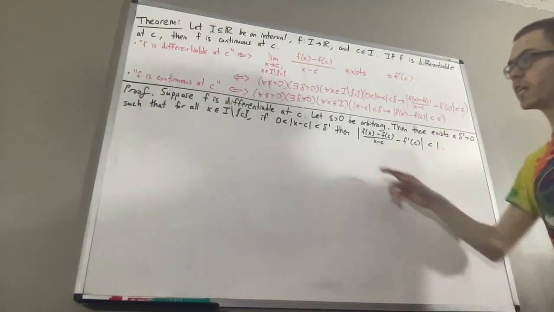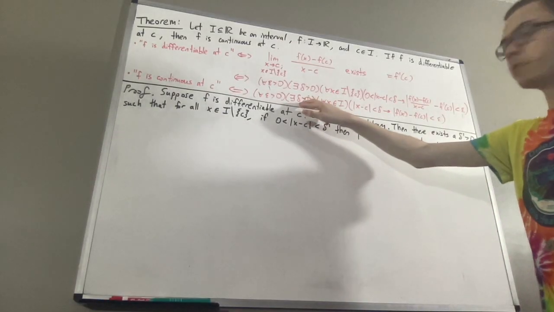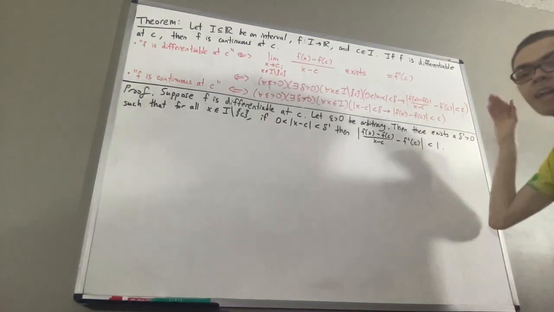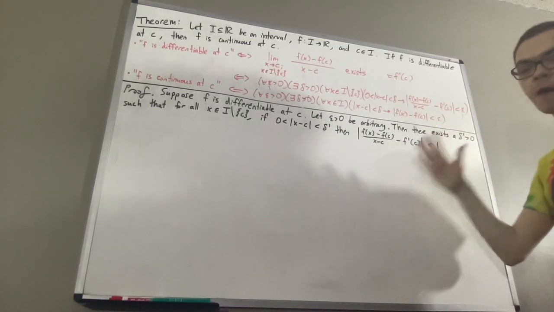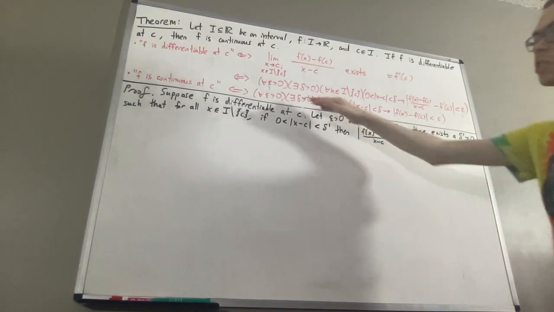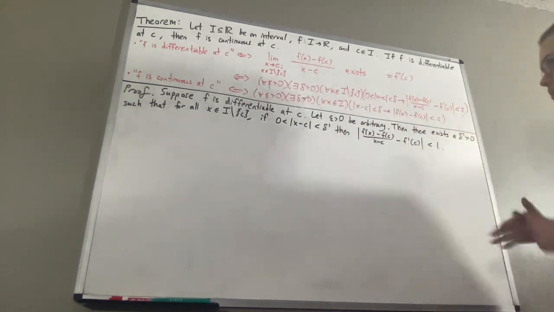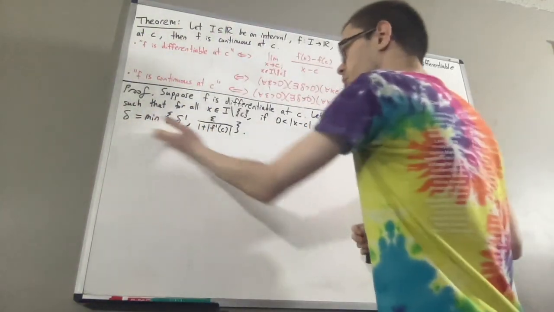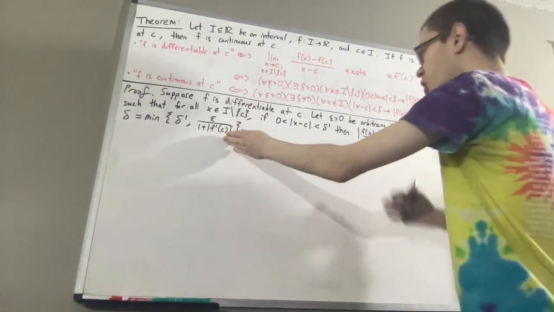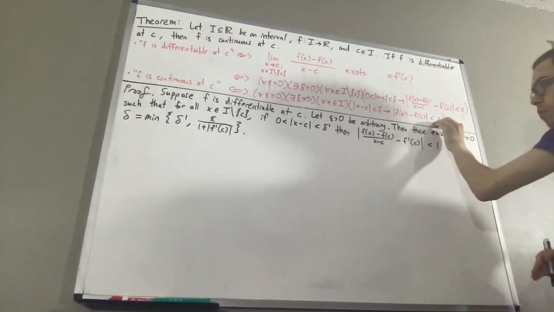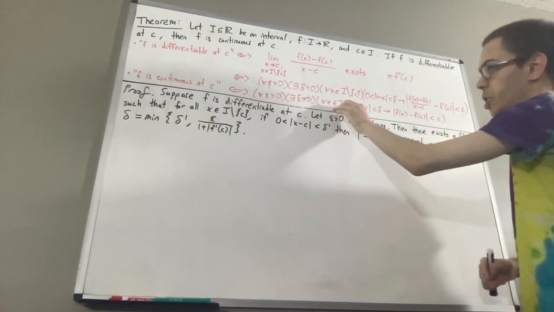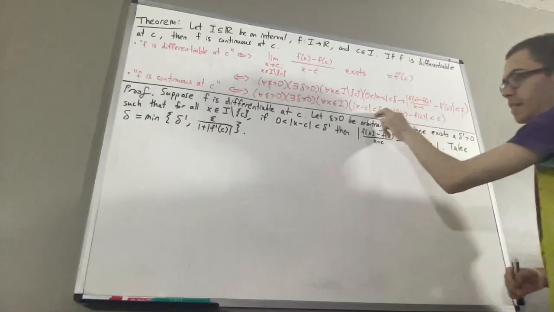Now the claim is, if we take delta to be the minimum of delta prime and epsilon over 1 plus absolute value of f prime of c, then that choice of delta will make this statement true. So with this choice of delta, we are going to show that this statement is true. To prove this, let's give ourselves an arbitrary element x in I such that absolute value of x minus c is less than delta.